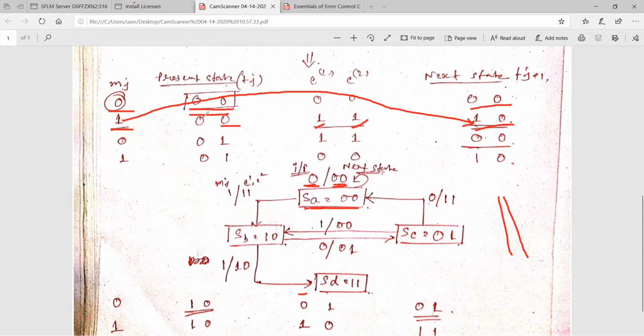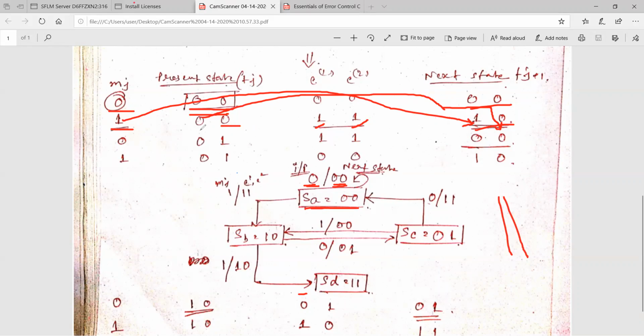And the S1 value, what was the S1 value? That was 0. 0 will be shifted to S2. So this is the right shift register. So basically, we are getting next state as 1 0 when the present state is 0 0.